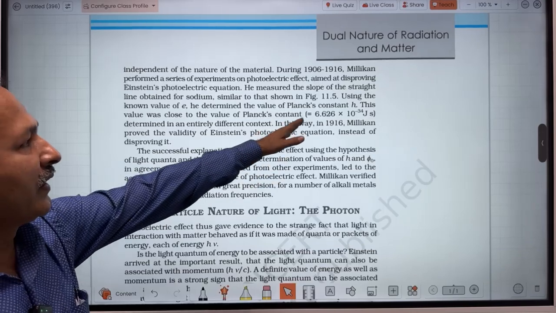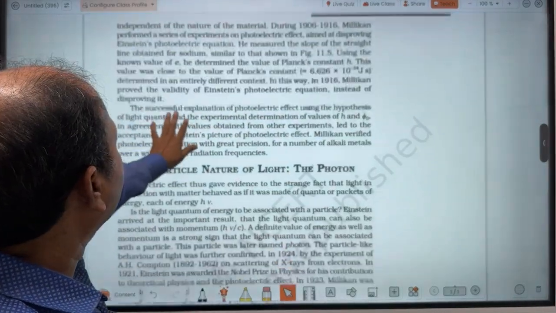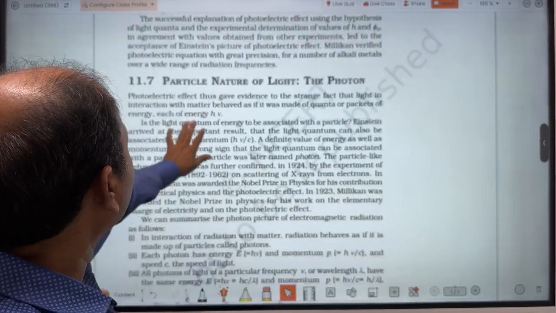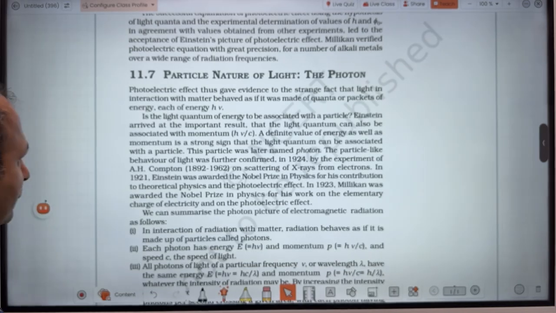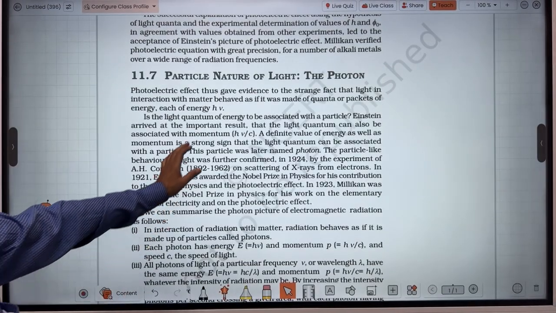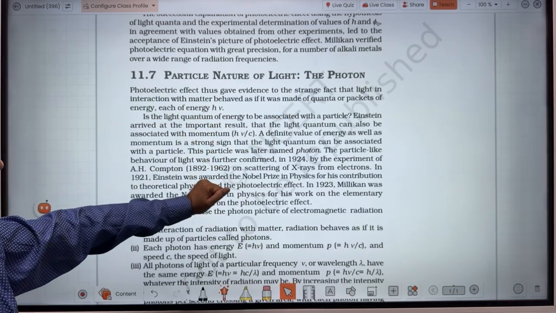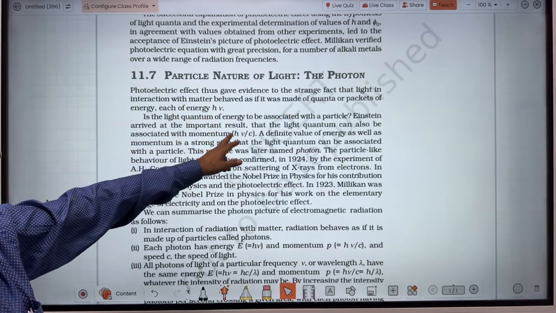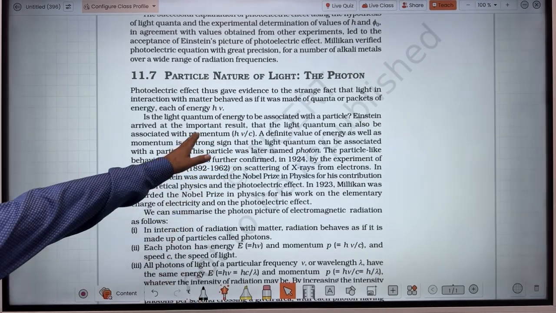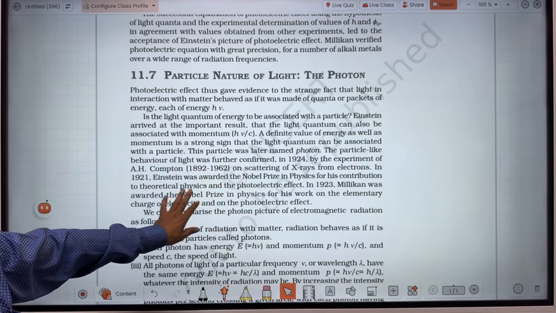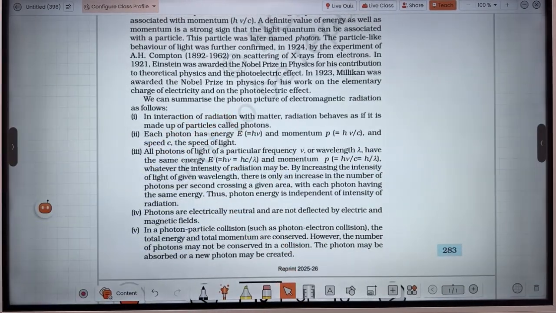If you remember, the value of the Planck constant is 6.63 times 10 to the power minus 34 joule second. These things are basics that you have understood. Now, particle nature of light, the photon picture. Light is made up of small packets called photons, having energy h nu, which we can also write as h nu upon c times c. Also, if we want to find the momentum of a photon, it is h nu upon c. After that we can summarize the photon picture of electromagnetic radiation.